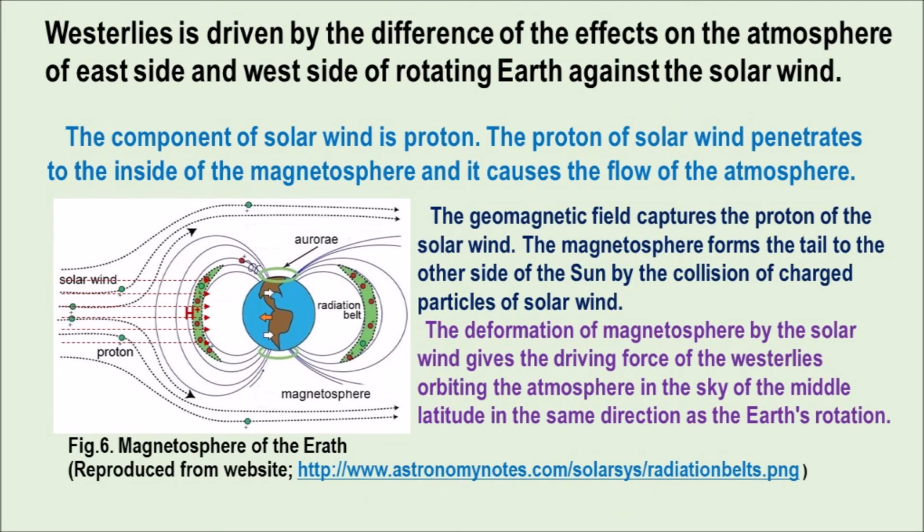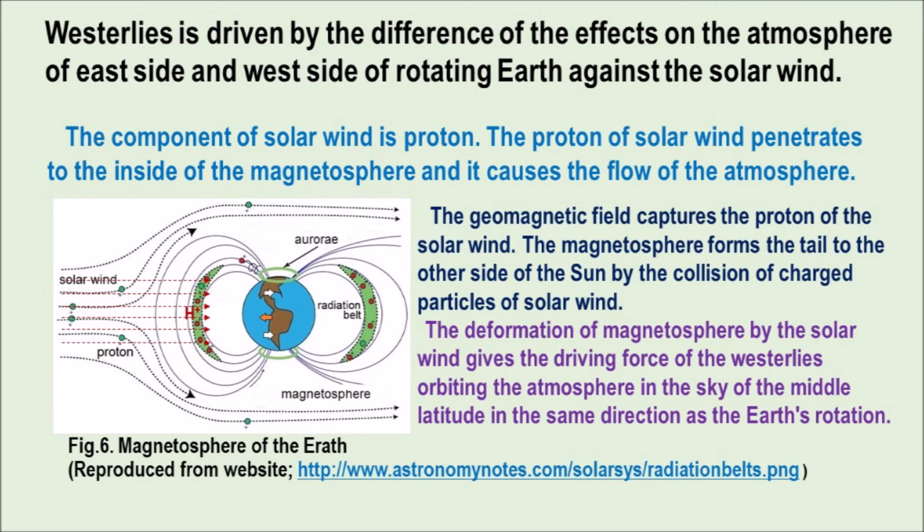Westerlies are driven by the difference of the effects on the atmosphere of the east side and west side of the rotating Earth against the solar wind. The component of solar wind is proton. The proton of solar wind penetrates to the inside of the magnetosphere and it causes the flow of the atmosphere. The geomagnetic field captures the proton of the solar wind.